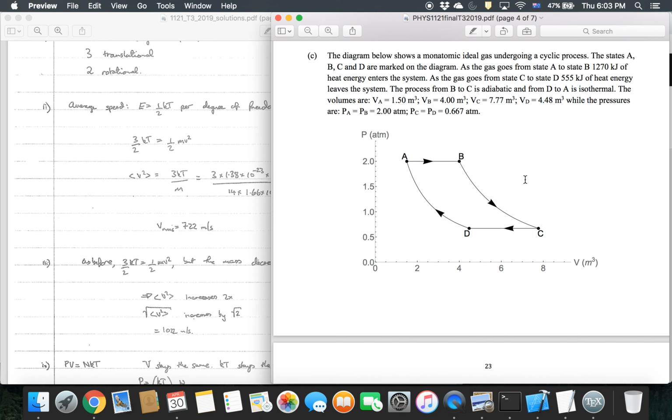So the diagram shows a cyclic process. So go from A to B to C to D. So these 2 are isobaric processes, and then you have B to C, which is adiabatic, and then D back to A is isothermal. And they give you a whole bunch of other information like the heat gain and heat loss in the two isobaric processes, and also all of the state variables, so the pressure and volume at each of these points.